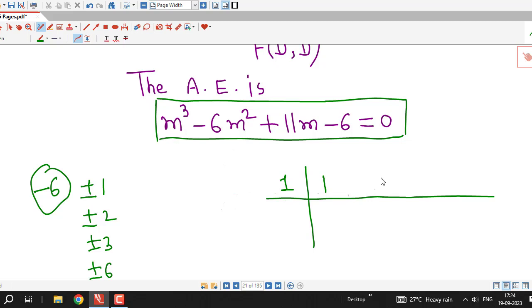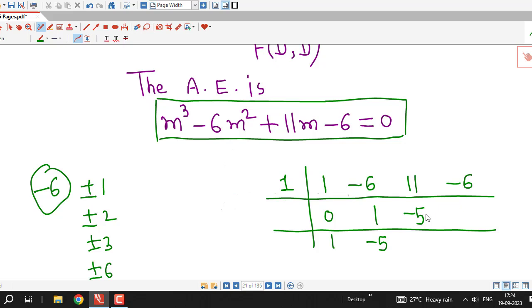Coefficient of m cube is 1, then coefficient of m square is minus 6, coefficient of m is 11, and here minus 6. Here we put 0 always. We take addition of these two and multiply with this root, that is 1. Again minus 6 plus 1, which is minus 5, minus 5 into this 1, which is minus 5. 11 minus 5 is 6, multiply 6 with 1, and here I must have 0.